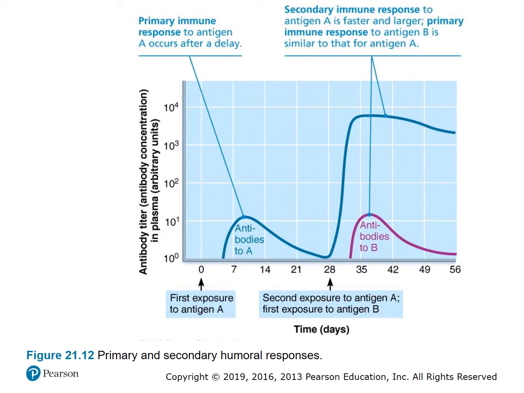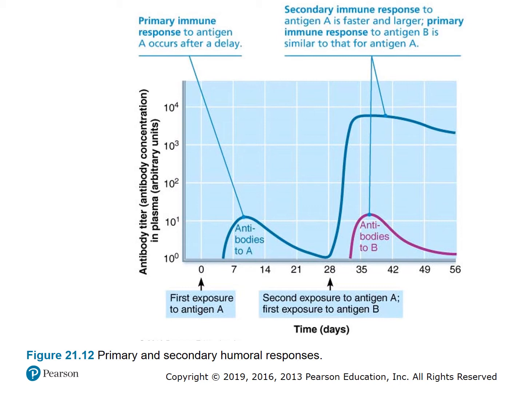Figure 21.12, primary and secondary humoral responses. So here on the x-axis we have time in days, and on the y-axis we have the antibody titer, which is the antibody concentration in plasma in arbitrary units. So upon first exposure to an antigen A, there's a lag period before the antibodies are produced. So a primary immune response to the antigen A occurs after a delay.